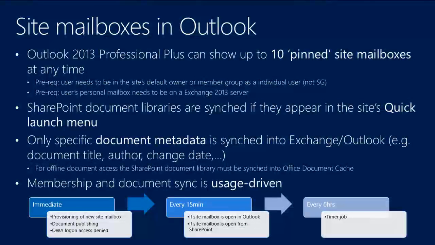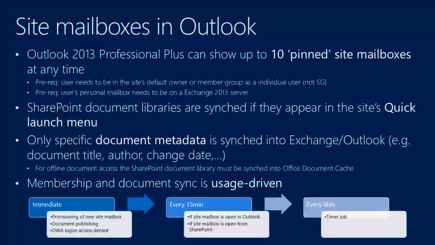So it's also important for users to know you're not limited to the one default document library list that every SharePoint site has. You can organize it the way you want. As long as you add it to the quick launch, it will show in Outlook. And then we already talked to that. Only specific metadata is synced to Exchange, mainly the link to the document, the name of the document, the size on the SharePoint site, who changed it and when, and whether it is checked out or not. If you want the full document, you have to take the SharePoint site offline.